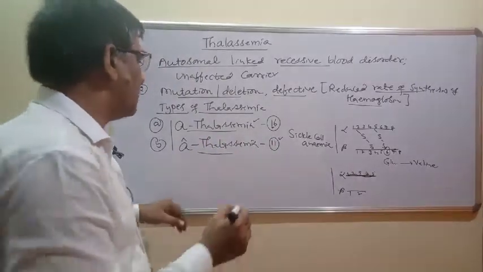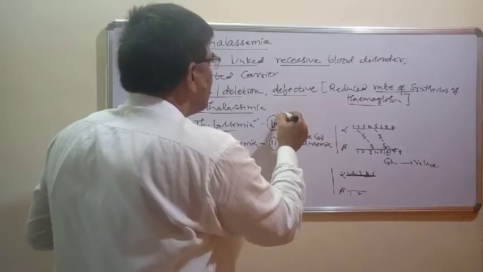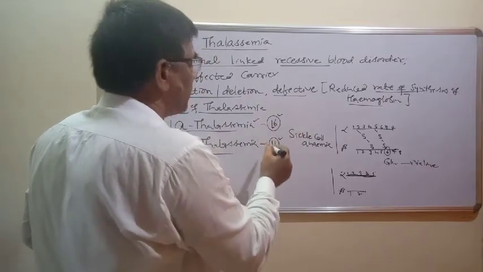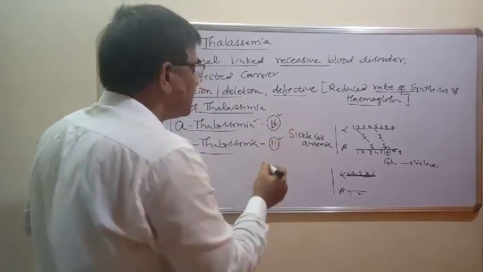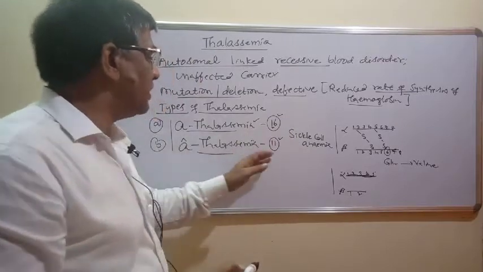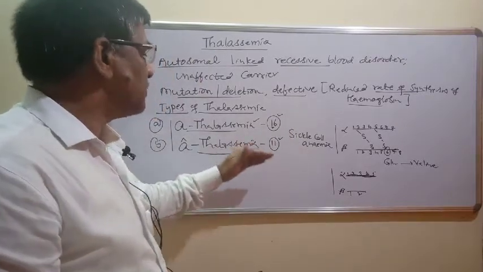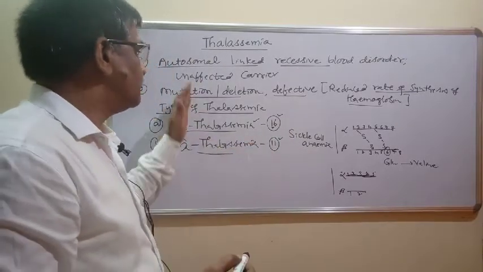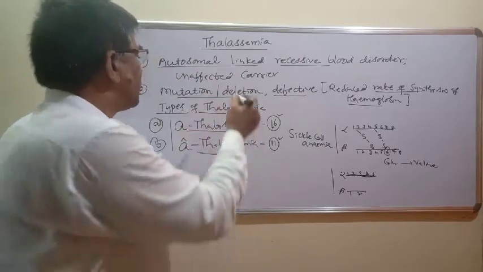If the defective gene is transmitted from chromosome number 11 of both the parents, then it causes beta thalassemia. In alpha thalassemia, two closely linked genes are transmitted from both the parents to the children. Here, a single gene present on chromosome number 11 is transmitted from parents to offspring. In this way, we can explain thalassemia.